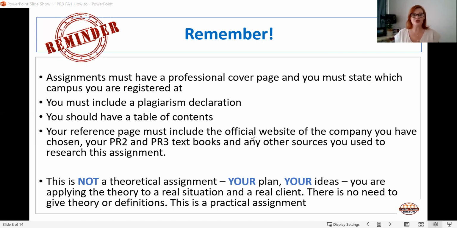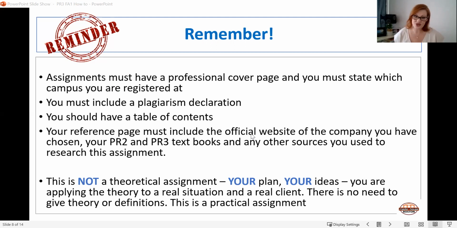But it is important to note that this is not a theoretical assignment. Nowhere in your presentation should you be giving your client the definition of ethics or the definition of PR or the definition of a stakeholder, all right? We haven't asked anywhere for you to define. We're asking you to take your theory and come up with your own plan and your own ideas that you are applying to this very real situation. So your client doesn't need definitions. Your client doesn't need theory.